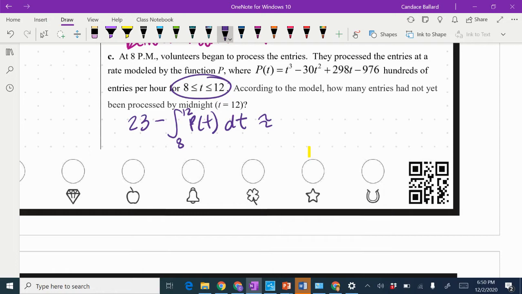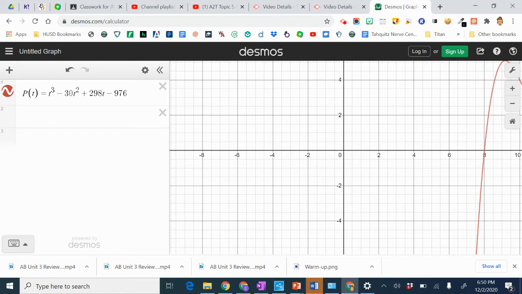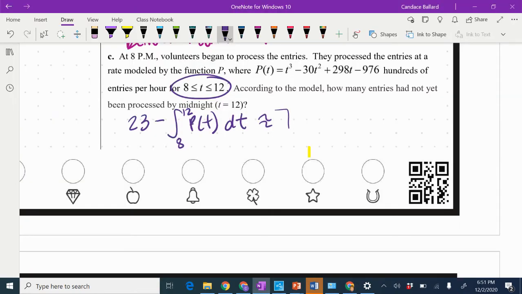I have the power of being able to use the technology on this one, so I'm going to use my calculator. I already typed in p of t, and I'm going to do 23 minus the integral from 8 to 12 of p of t, in parentheses, not in subscript, and if I put the dt, notice I just got a 7 right there. So that's all I would have to write down to finish this off. So it'd be 7, and I would want to label it 700 entries.